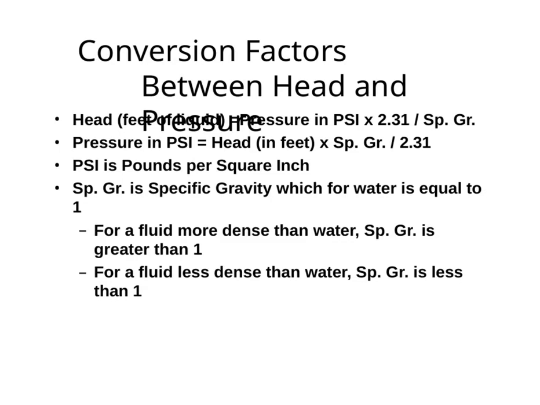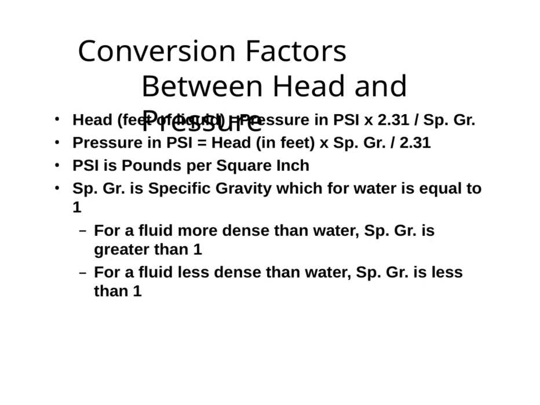Let's talk about how pressure and head relate in fluids. Head, measured in feet of liquid, can be calculated by multiplying pressure in psi by 2.31, then dividing by specific gravity. Conversely, pressure in psi equals head times specific gravity, divided by 2.31. Psi stands for pounds per square inch. Specific gravity compares a fluid's density to water's, which is 1. If a fluid's denser, its specific gravity is greater than 1.